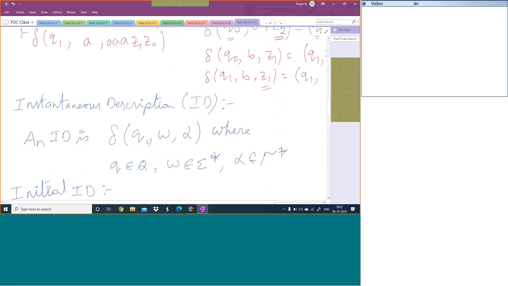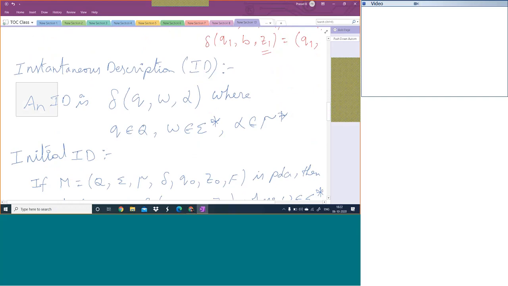An ID is del of Q comma W comma alpha, where Q is the state, W is the input string, W belongs to sigma star, and alpha is a set of stack symbols. Alpha belongs to tau star. Copy this.